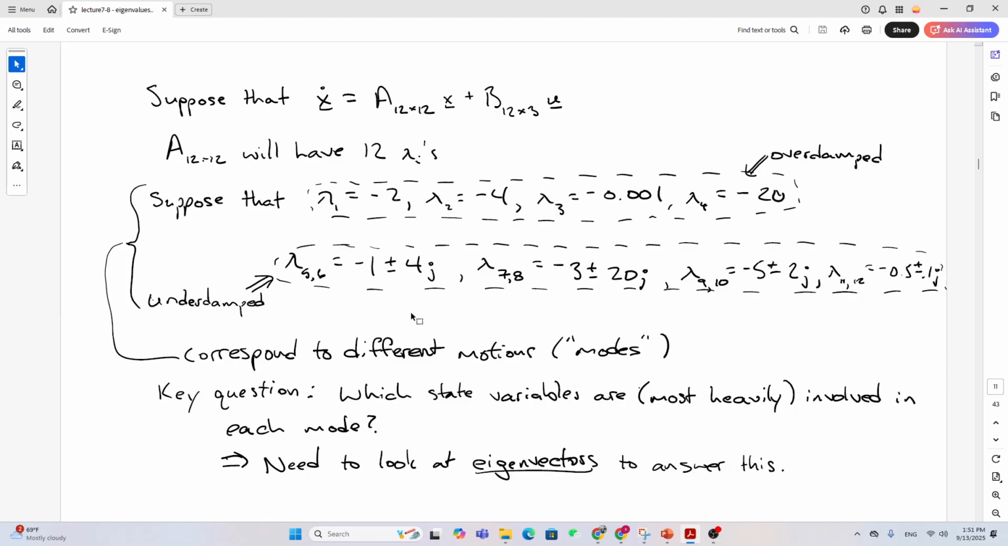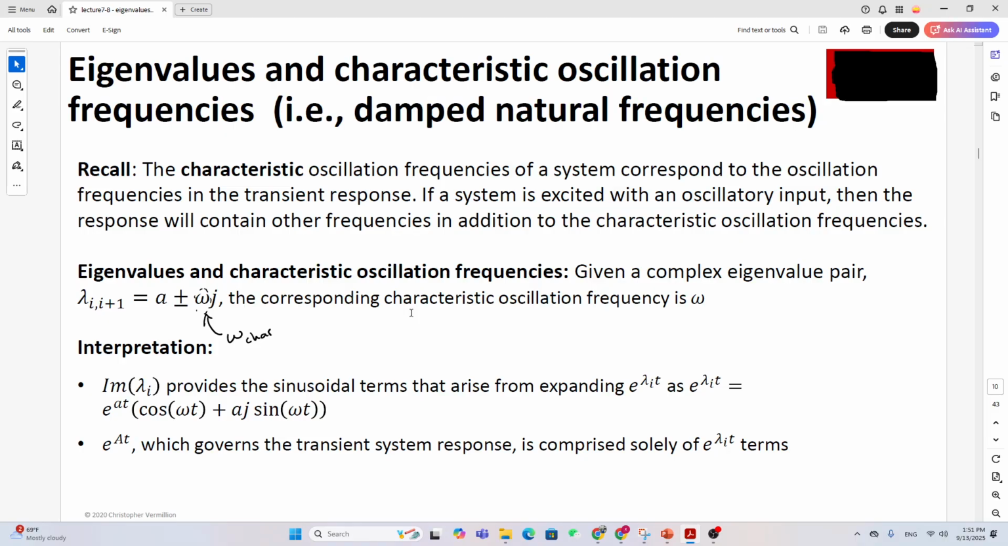The question is, I have so many different eigenvalues. Which state variables are most heavily involved in each mode? If I have 12 eigenvalues, I also have 12 different modes, and I don't know what states are involved in what modes, right? So how they couple together, we need to look at eigenvectors to answer this question.